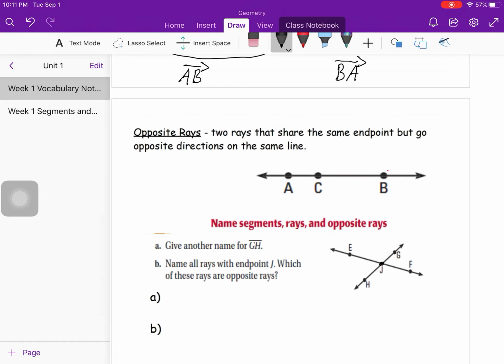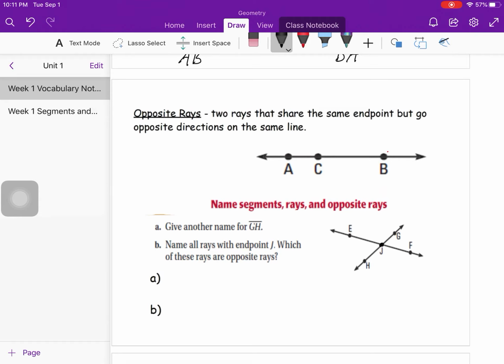Opposite rays are two rays that share the same endpoint but go in opposite directions of the same line. So in this one, we need to designate an endpoint that two rays will share, and it's got to be the one in between, so it's going to be C as our endpoint. So the first ray is this one right here. That's going to be ray CA. We're going to start with our endpoint, which is C. So CA is the ray with the arrow pointing towards A, because that's the direction that our arrow is going.